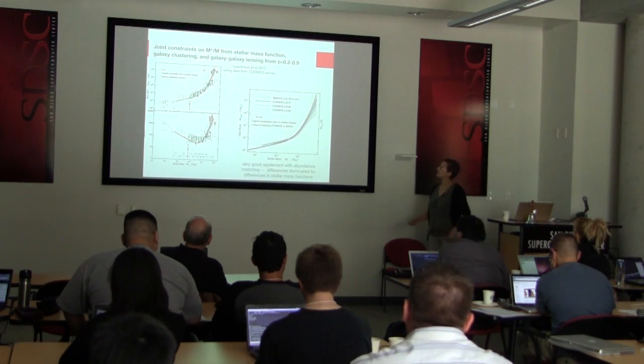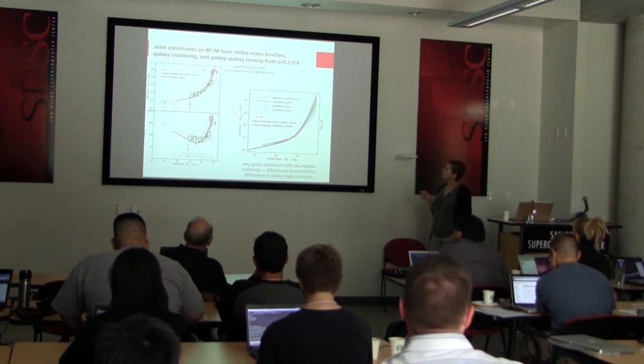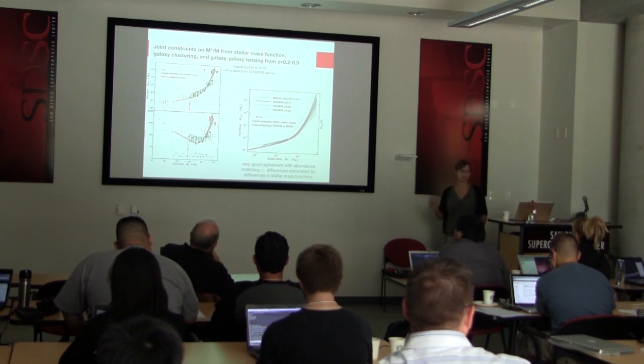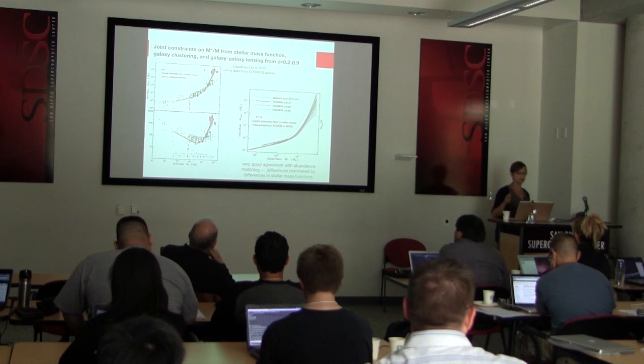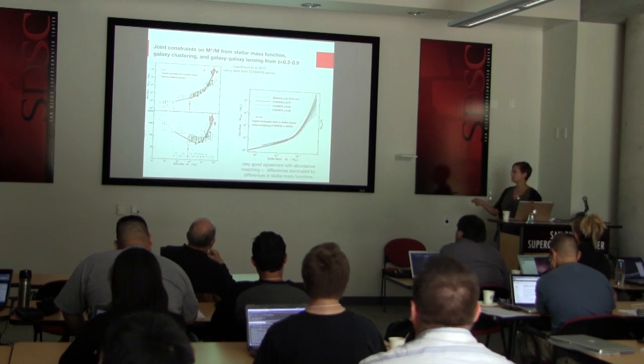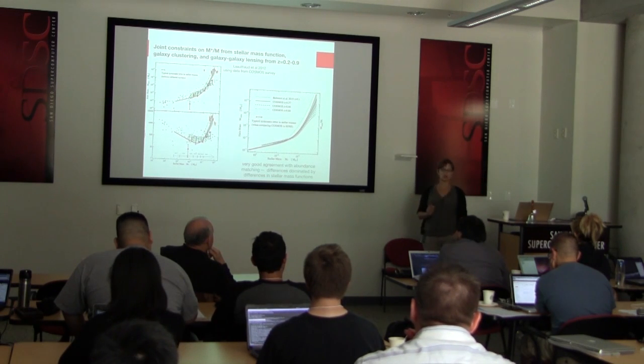This is from a study using Cosmos data led by Alexei Leauthaud, where we combined the stellar mass function, the galaxy clustering, and the galaxy-galaxy lensing. In this case, we just tried to constrain the underlying relationship between the typical stellar mass of a central galaxy and the halo mass of that galaxy in a fixed cosmology.